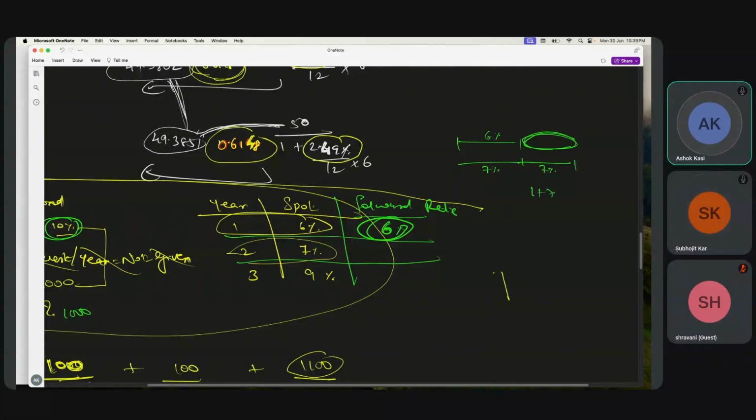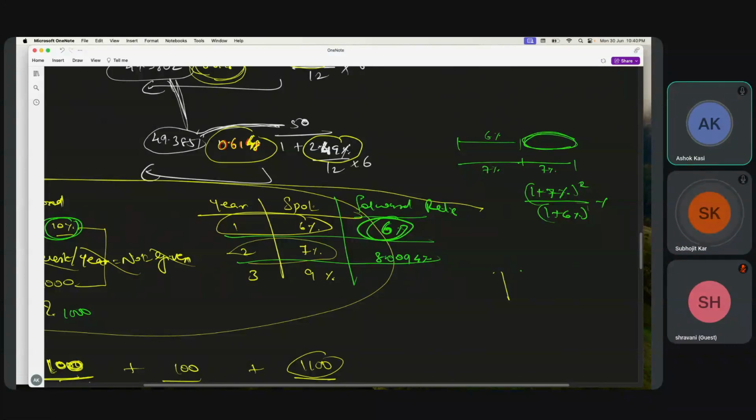So (1 plus 7%) raised to 2, divided by (1 plus 6%) raised to 1, minus 1. Square. It's multiplied by 100. Yeah, 8.0094. 8.0094%.